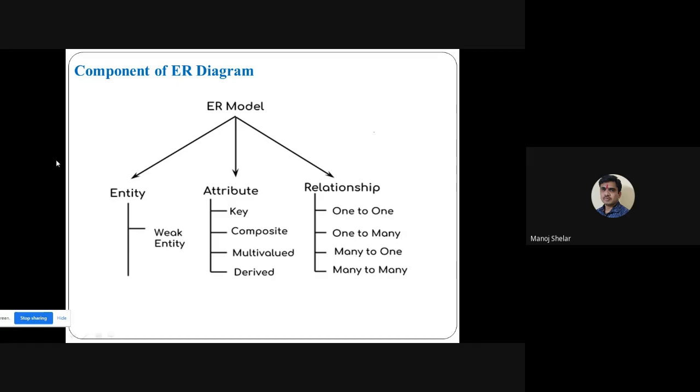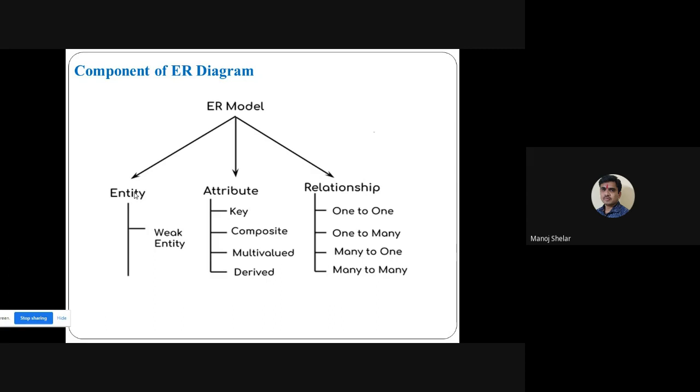Now, the components of the ER diagram. The ER model is divided into three parts: first the entity, second the attribute, and third the relationship. Entity is also of two types: a weak entity and a strong entity. In a strong entity, a primary key is available, so this entity is called a strong entity. In a weak entity, a primary key is not available, so it is called a weak entity. The entity is basically of two types: strong entity and weak entity.